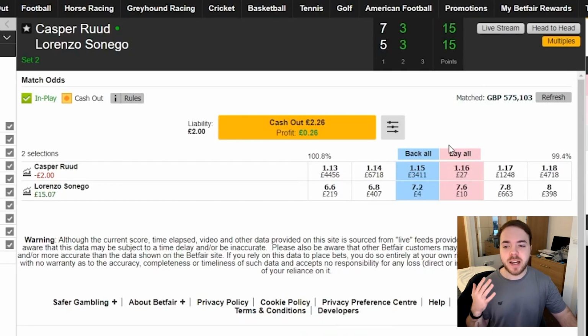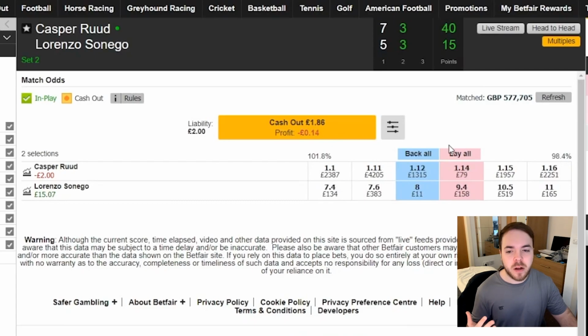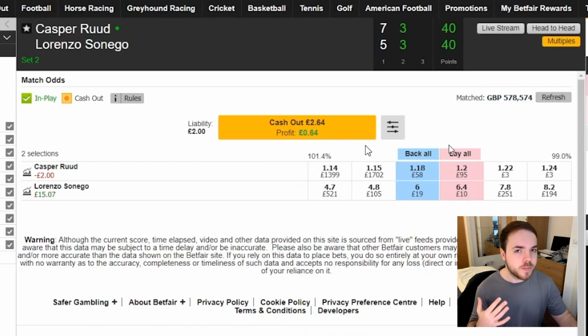But you can see Casper Ruud does get back into it. Even goes 30-15 up, 40-15 up, but Lorenzo claws his way back. And you can see, if we just keep looking at this here, I believe he doesn't get the advantage there and he loses. But there's certain opportunities there where if you wanted to, you can just get out. There's no reason why you shouldn't.